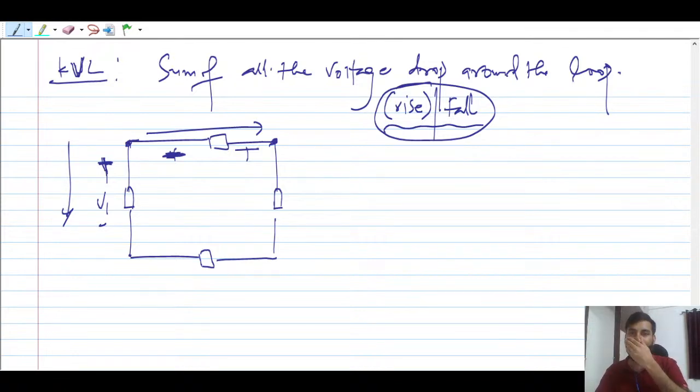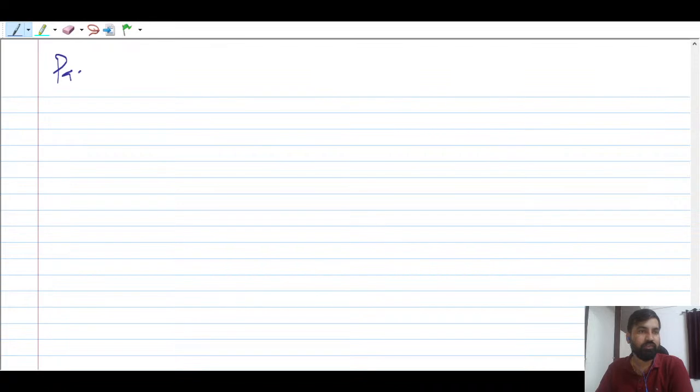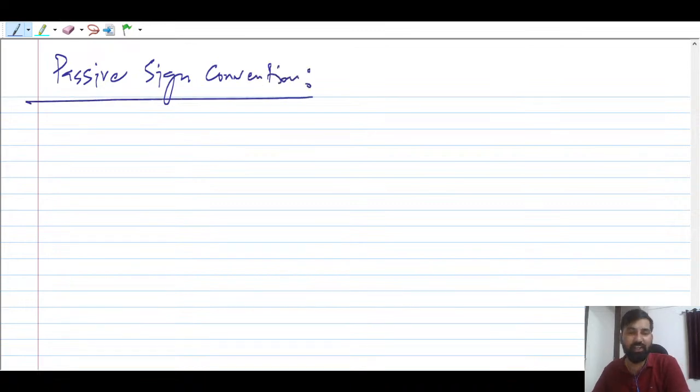So I think this is clear. So KVL is clear, right? KVL is very, very important equipment that you have to remember, right? Now we will talk about passive sign convention, which is very important. Passive sign convention, right? You can take any question. These are the basic equipments required to solve any question.